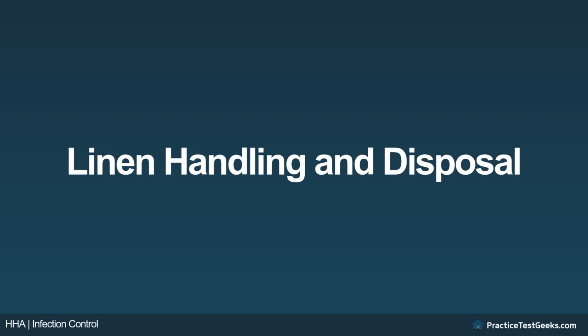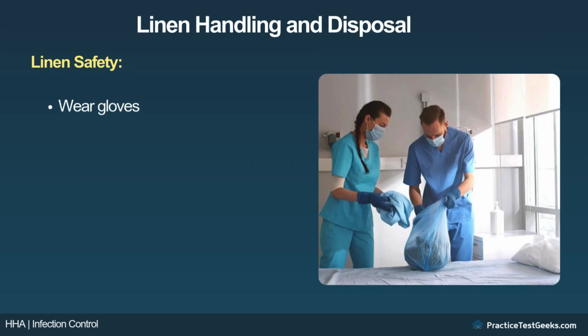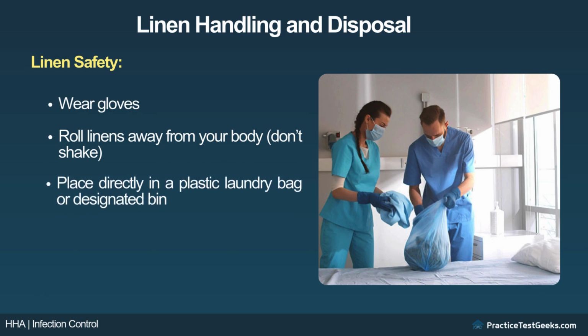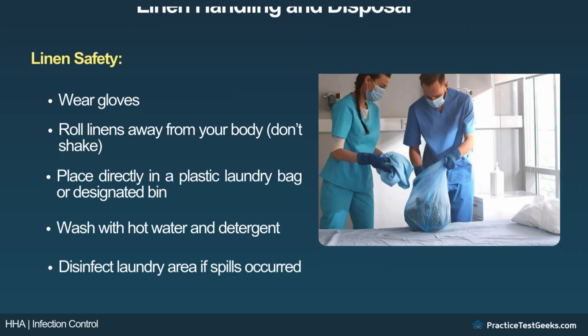Linen handling and disposal. Soiled linens, bedsheets, towels, and clothing may spread infection if handled improperly. Linen safety: wear gloves. Roll linens away from your body. Don't shake. Place directly in a plastic laundry bag or designated bin. Wash with hot water and detergent. Disinfect laundry area if spills occurred. Never place used linens on furniture, beds, or clean surfaces.